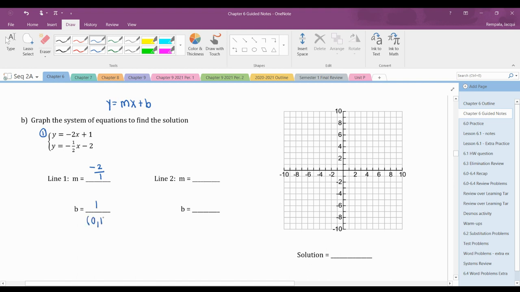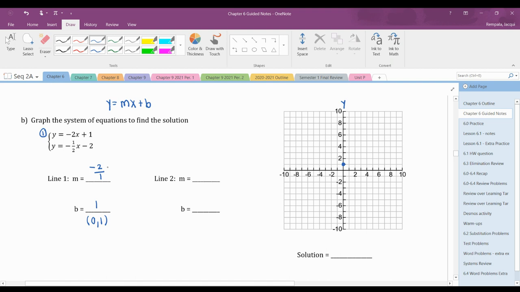Once again, I can think of it as an ordered pair. It's always 0, that number. So let's plot that stuff. So I start with the y-intercept, so that's the 1. So on the y-axis, I go up to 1, plot my point.